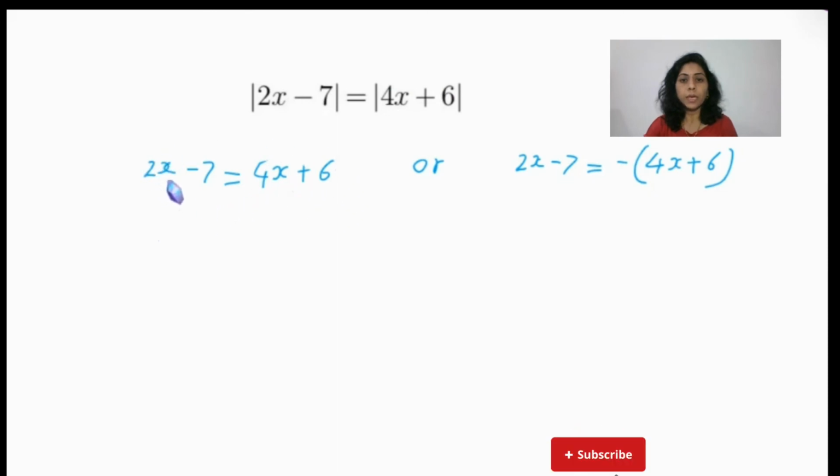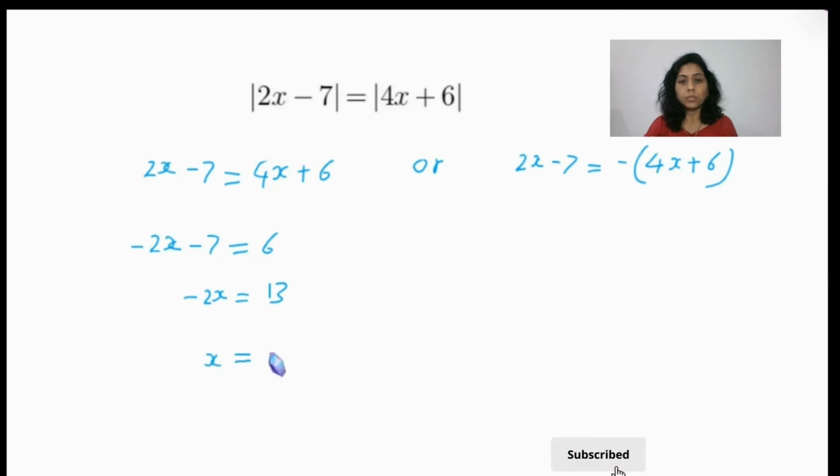Subtract 4x from both sides. It means minus 2x minus 7 equals 6. Add 7 to both sides, so minus 2x equals 13. Divide both sides by minus 2, so we get minus 13 upon 2. This is our first answer.